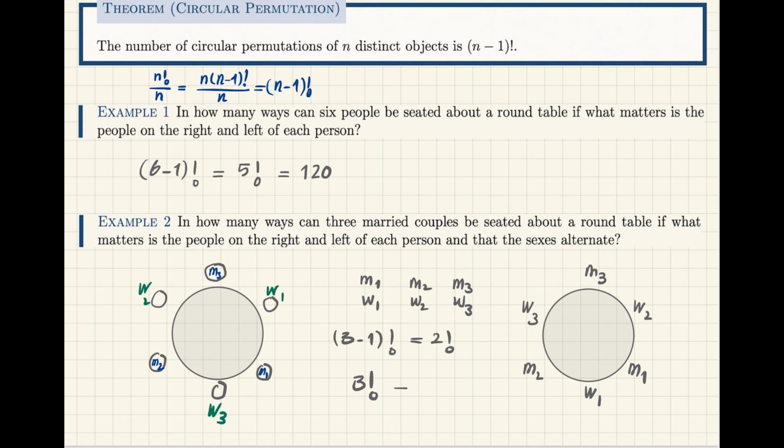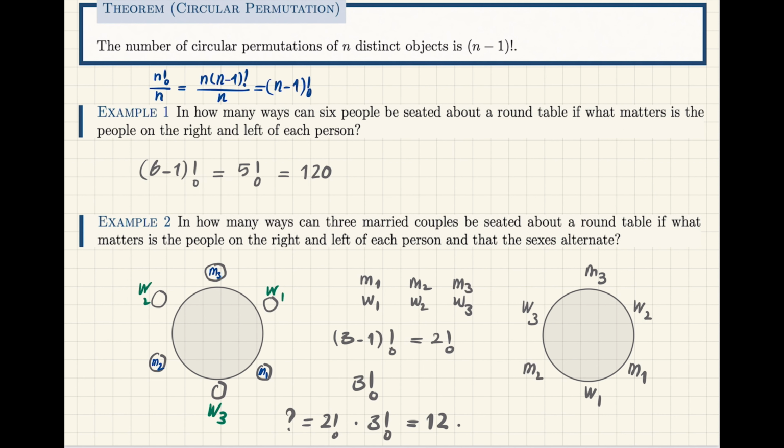Okay, and then the total answer, the number that is of interest for this problem, is 2 factorial times 3 factorial, which is 12 in this case. Is that understandable? So you need to have a good understanding.